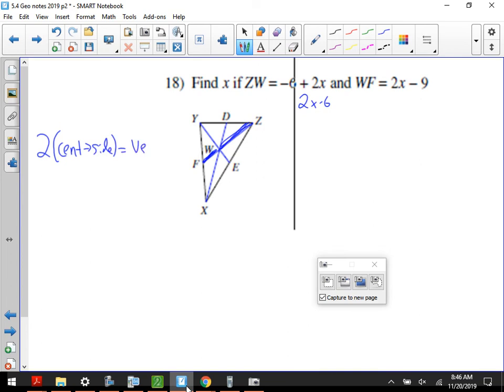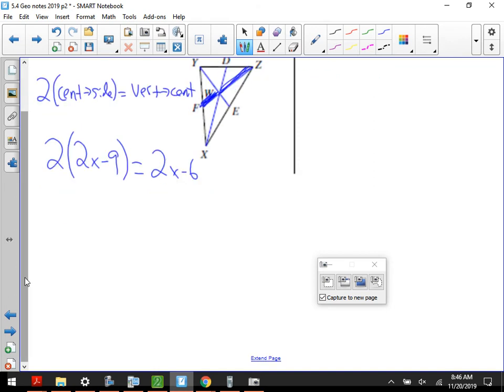So if I double the centroid to side, it equals vertex to centroid. Fill in the blanks. Centroid to side is the WF, so double 2x minus 9 has to equal the 2x minus 6. When I double that, I get 4x minus 18 is 2x minus 6. Subtract 2x, add the 18, we get 2x is 12. You get x equals 6.